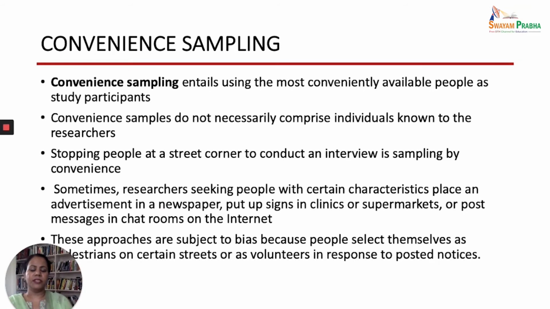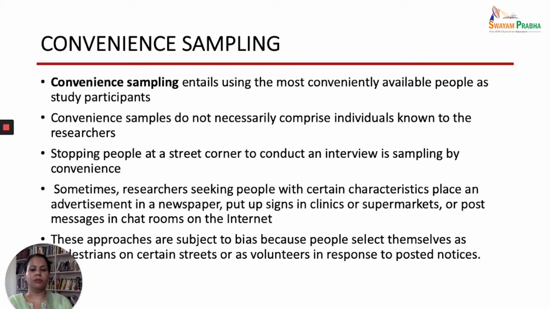These approaches are subject to bias. Now, there are always chances of bias in this type of approach. That is why convenience sampling is considered the weakest type of sampling technique, because people select themselves as pedestrians on certain streets or as volunteers in response to posted notices. The people who pass through that street on that day will only be included in your study.